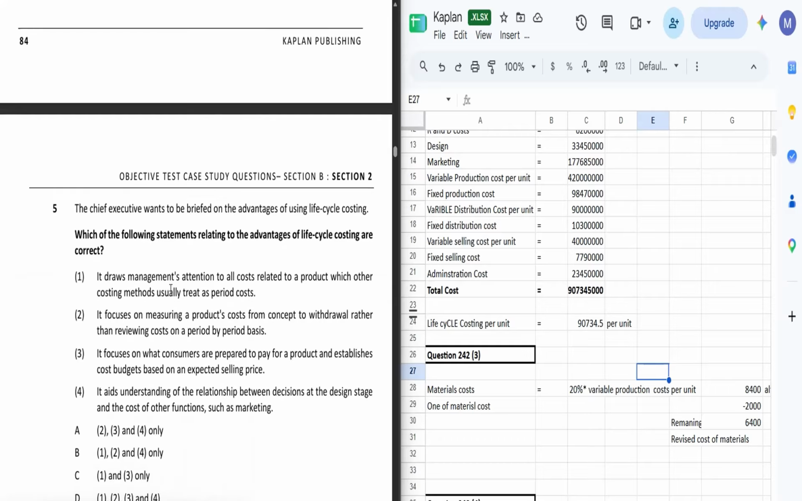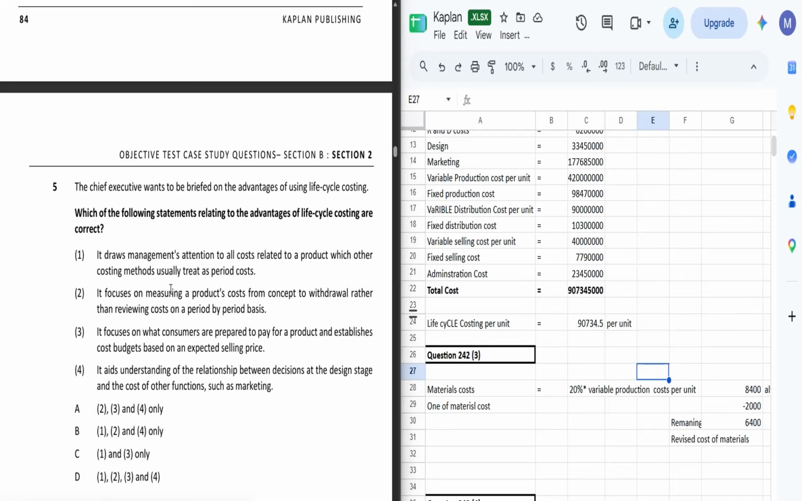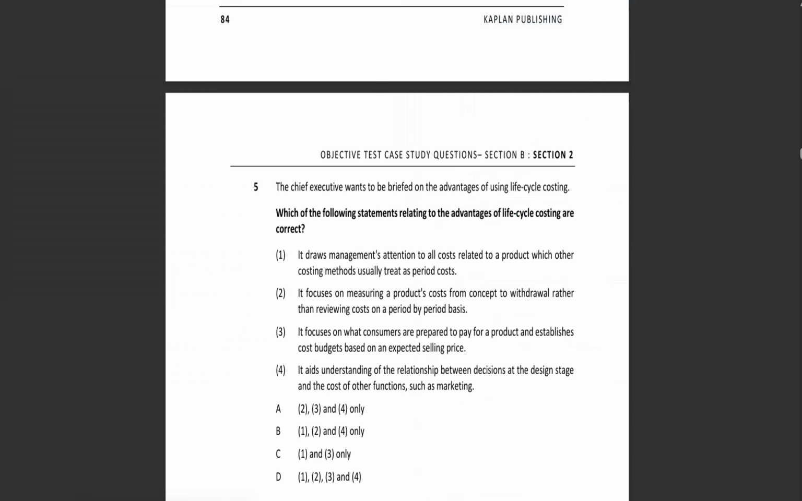Then the last one. The chief executive wants a brief on the advantages of using life cycle costing. Which of the following statements regarding the advantages of life cycle costing are correct? So, it draws management attention to all costs related to the product which other costing methods usually treat as a period cost.